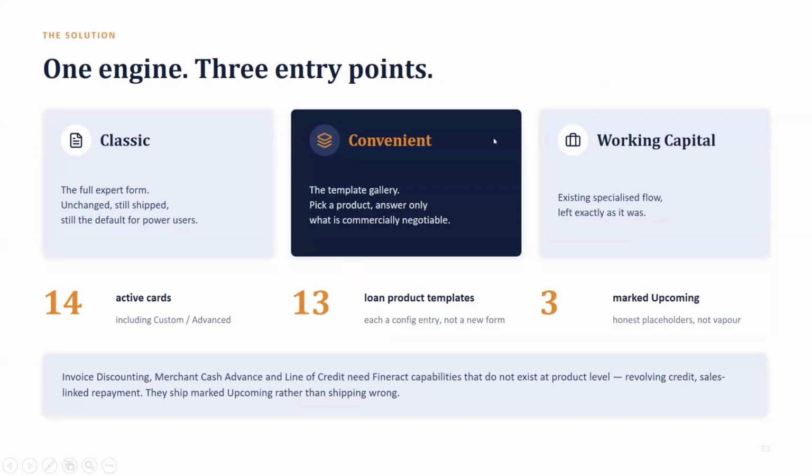And I've created a convenient loan product type. That convenient loan product type will have 14 active cards, including the custom and advanced loan type. The custom and advanced loan type will follow the same thing as classic. I will come to that later. And the third one is the working capital, which was as it is.